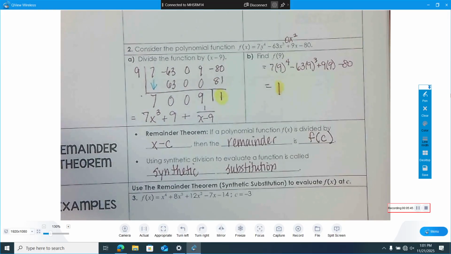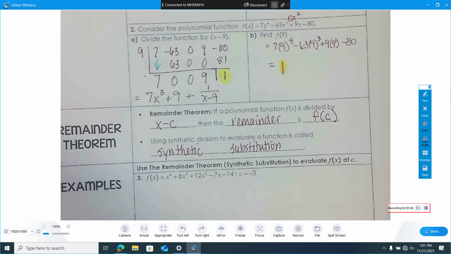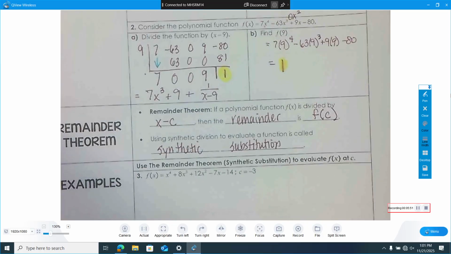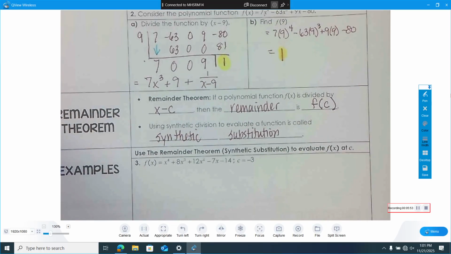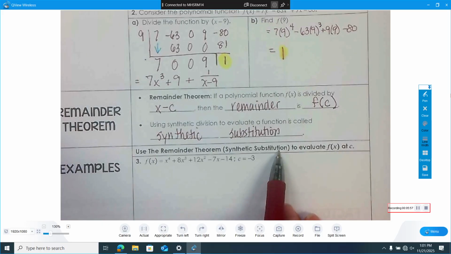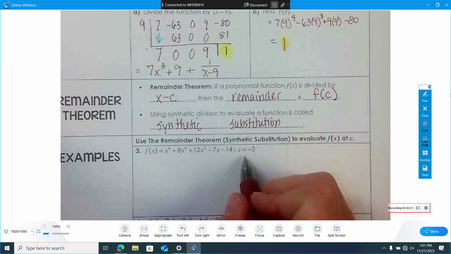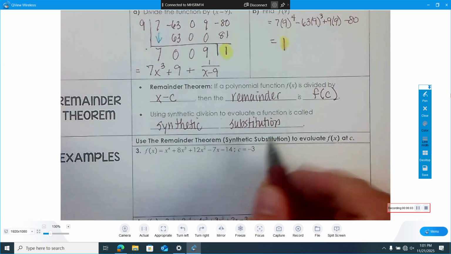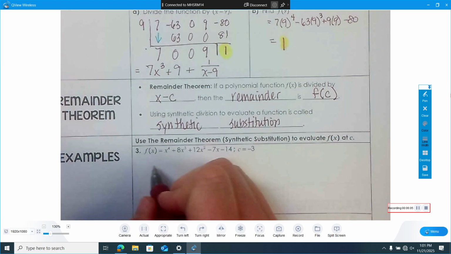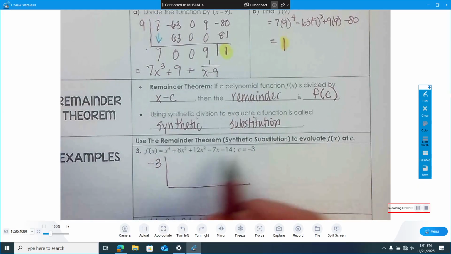And so we can, in fact, use this process to quickly evaluate really complex polynomials. And so use the remainder theorem, hashtag synthetic substitution, to evaluate the function at c. And so here's my c. So we're going to substitute in that c value using synthetic substitution. So we use the exact same value.